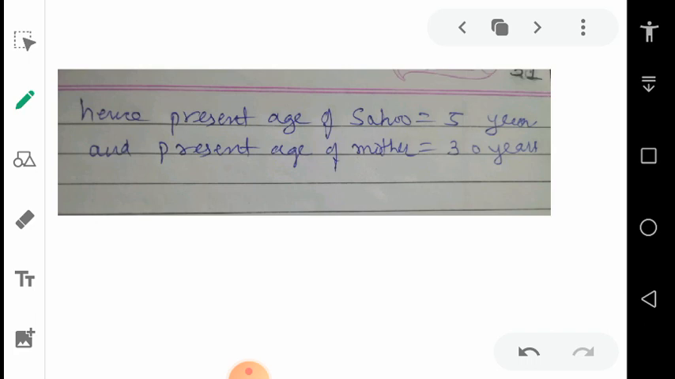As you can see, you can just concentrate on these values and you can check that the age of the mother is 6 times the age of Sahu, meaning 5 sixes are 30. So the mother's age is 6 times the age of Sahu. So the first condition given in the question is satisfied. Alright, our answer is correct. But what about the second condition? It is after 5 years.